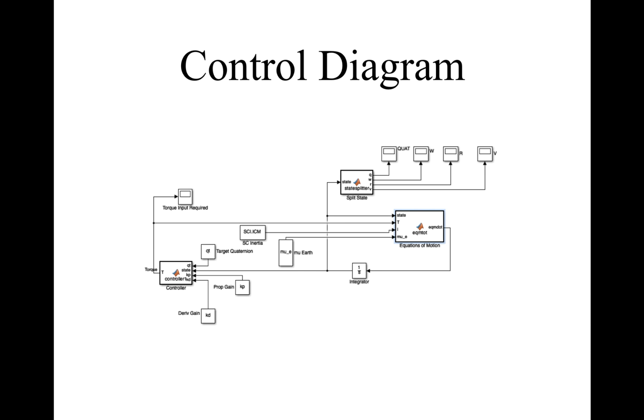This slide displays the control diagram of the spacecraft system. This block diagram includes a PD controller as well as a block including the equations of motion. The state vector can then be plotted.